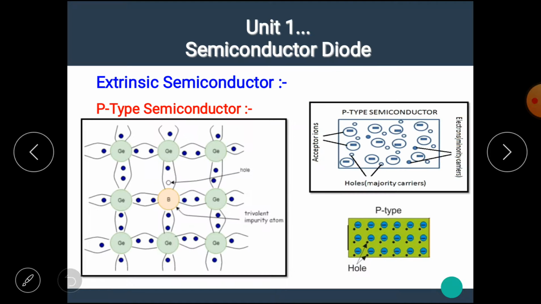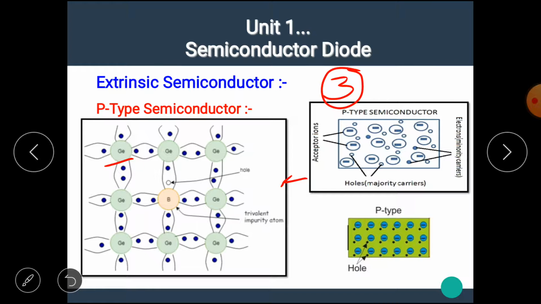Now let's see what is meant by p-type semiconductor material. The p-type semiconductor material can be formed by adding a trivalent impurity in a pure semiconductor material. Then what is meant by trivalent? It is very simple. Trivalent means the material in which the outermost orbit contains 3 valence electrons is called trivalent material. Okay, that means let's see this on a picture.